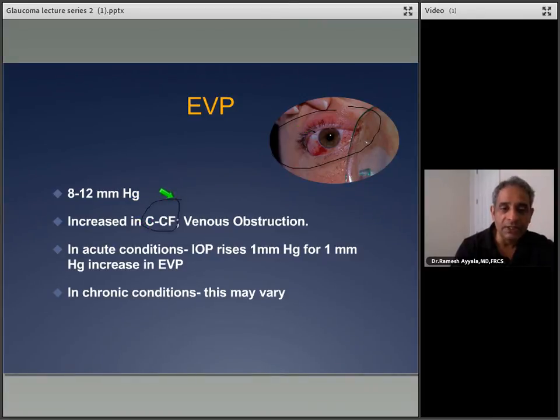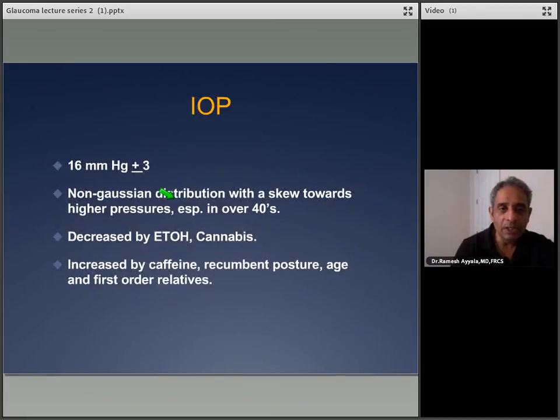In acute conditions, the IOP rises 1 millimeter for 1 millimeter increase in the episcleral venous pressure. In chronic conditions, this may vary. And quickly, intraocular pressure normally measures approximately 16 millimeters of mercury plus or minus 3. It's a non-Gaussian distribution with a skew towards higher pressure, especially in those over 40. It's decreased by alcohol and cannabis, increased by caffeine, recumbent posture, age, and first-degree relatives.